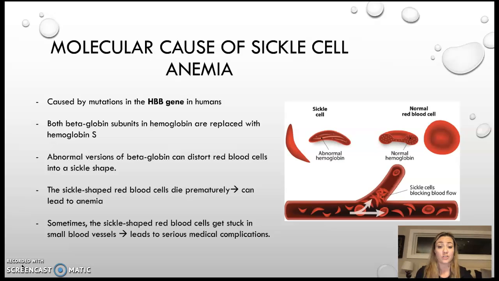So now that I've introduced sickle cell anemia and some of its defining characteristics, what is the molecular cause of this genetic disorder? So sickle cell disease is caused by mutations in the HBB gene in humans. Hemoglobin consists of four protein subunits, typically two subunits called alpha globin and two subunits called beta globin. So in sickle cell anemia, both beta globin subunits are replaced with hemoglobin S. So these abnormal versions of beta globin can distort red blood cells into a sickle shape.